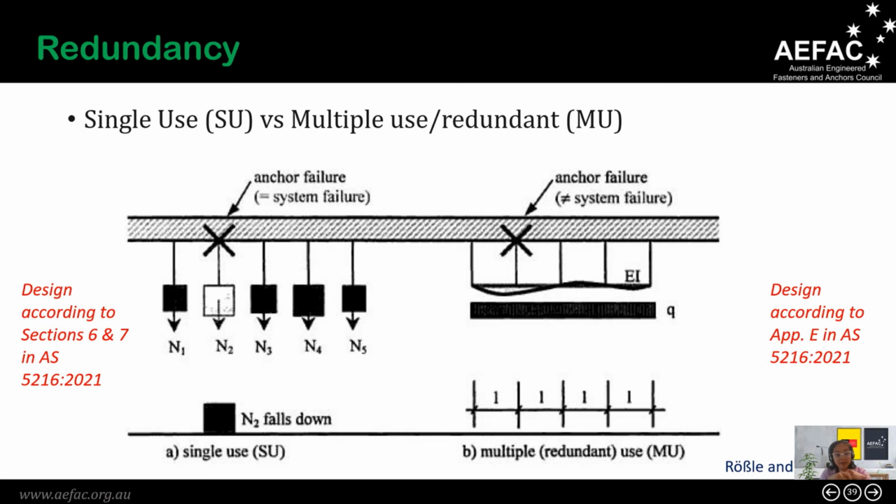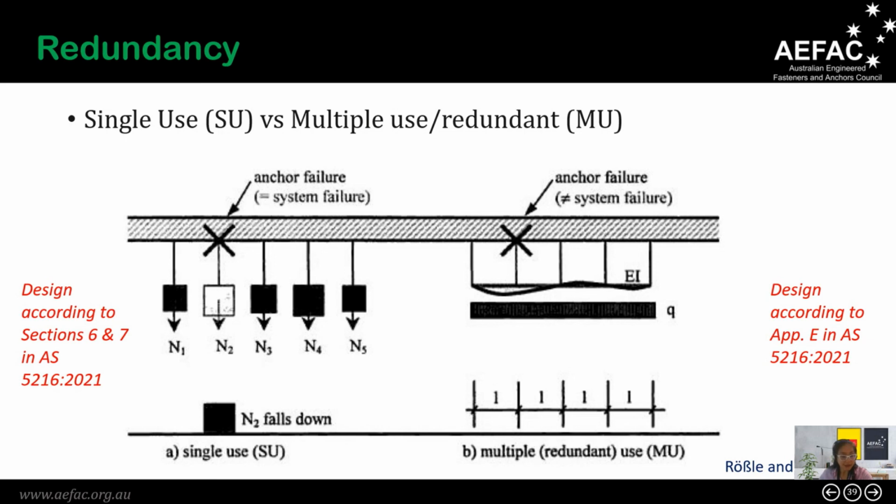So for redundant fasteners, the failure of one fastener will not result in a system failure. The system is basically a statically indeterminate structure where load redistribution will occur when one fastener fails. Load will be redistributed to the adjacent neighbors. So it is a statically indeterminate structure.